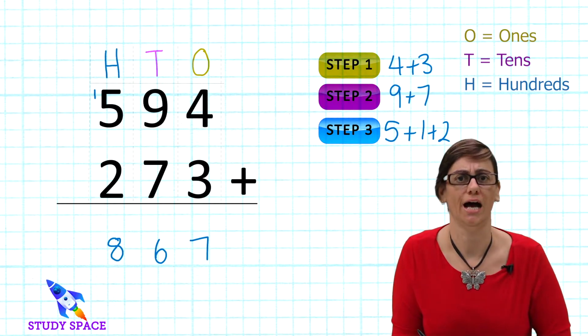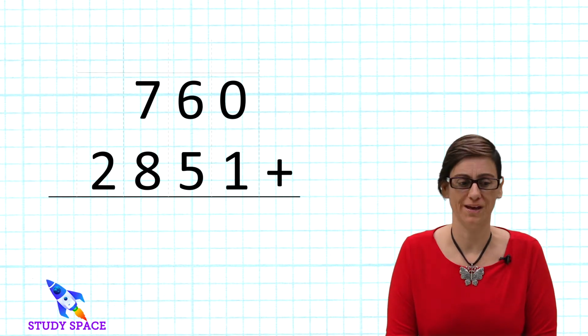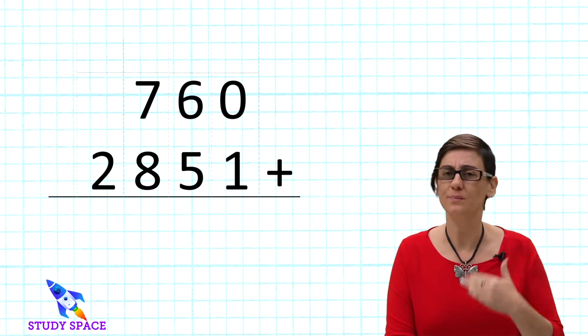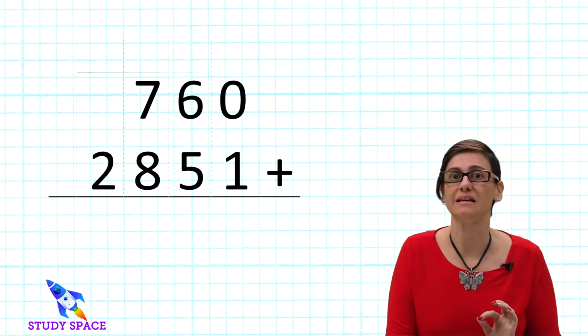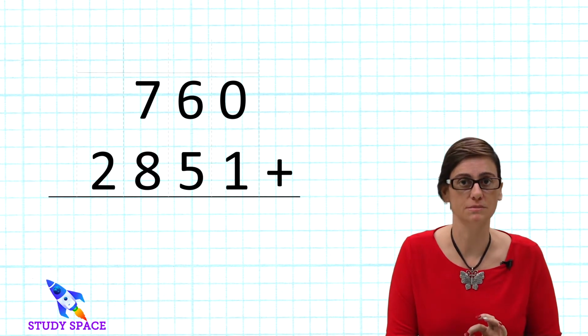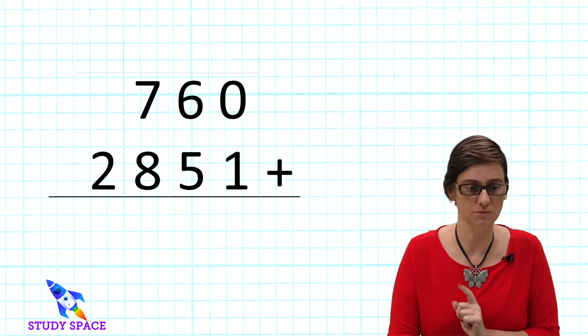Let's go try a harder one now. Okay, boys and girls. Oh, look at this example. We have a smaller number on a big number. This is a bit tricky, so we need to make sure that we're taking care of all of our columns in the right order. Okay, all right, so let's label our columns just to be sure.